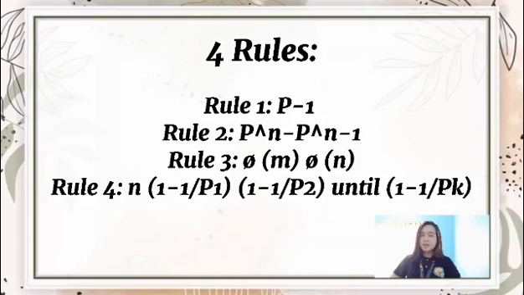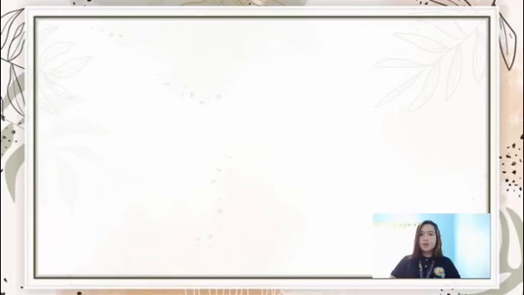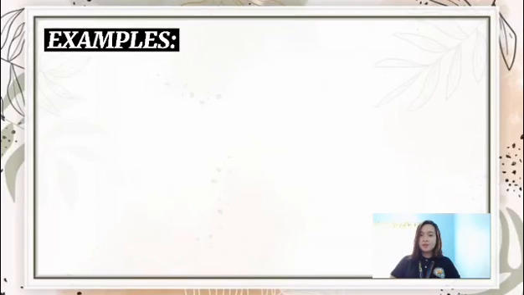And lastly, rule number 4, n times the quantity of 1 minus 1 over p sub 1 times the quantity of 1 minus 1 over p sub 2 until the quantity of 1 minus 1 over p sub k. Here are some examples of Euler's theorem.